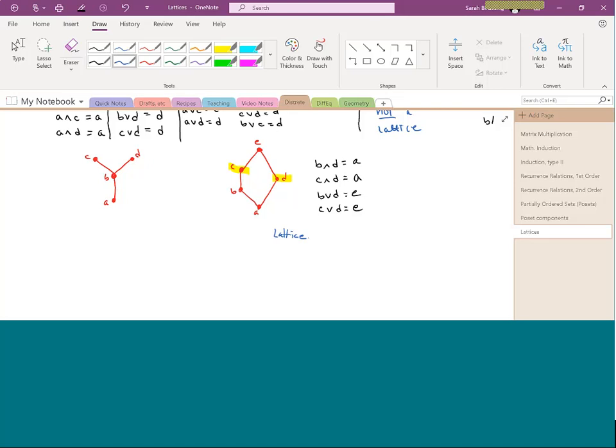Well, we were able to find all of our meets and joins. The definition of a lattice is a poset where you have all your meets and joins. So that means this guy must be a lattice.